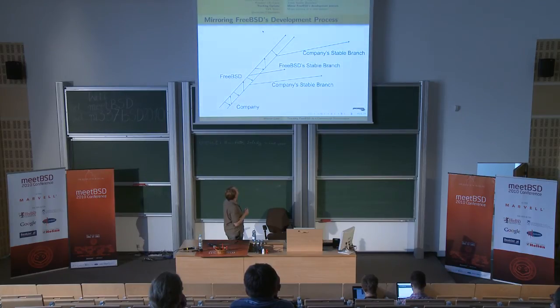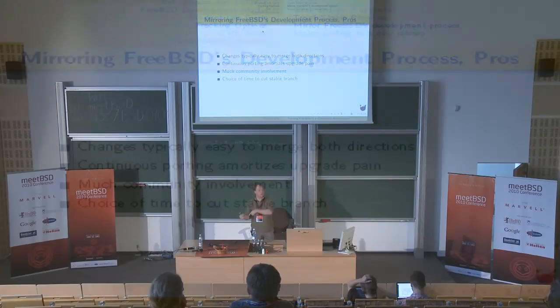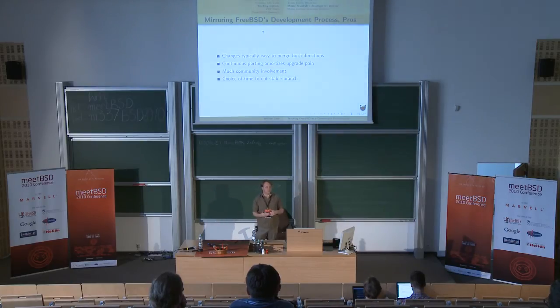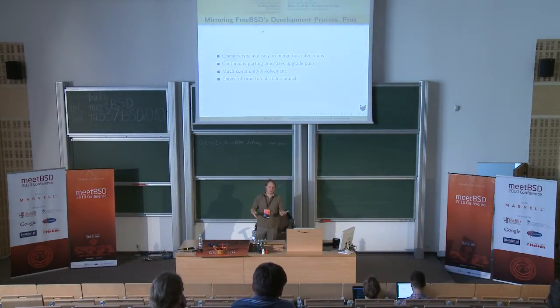The advantage of this is you can say, now is a good time for me in my business to have a stable release. I'll cut a stable release here. Or I'll cut a stable release here. And this graph shows FreeBSD cutting it at a different time. So the advantages to doing this is that if you're continually updating current, you're continually updating your product. And it's very easy to merge changes in both directions. Your customized FreeBSD code base is relatively close to standard FreeBSD.